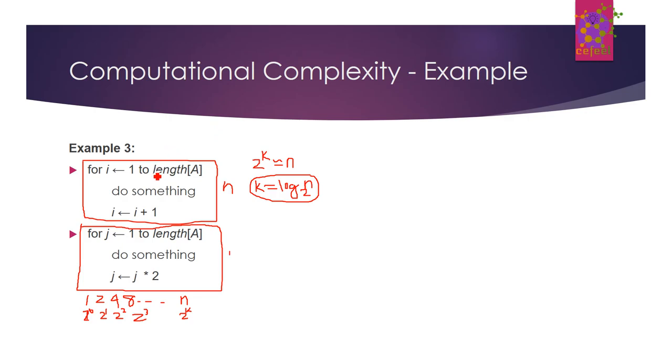Let me write it down here: log of 2 to the power n. Now see the difference it makes. It was earlier n, now it's log 2 n. So let's see what is the total number of comparisons in this case. Because these two loops are outside, we just add them, which is n plus log n.